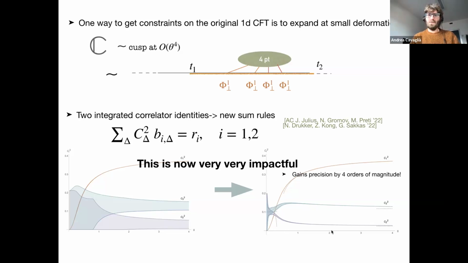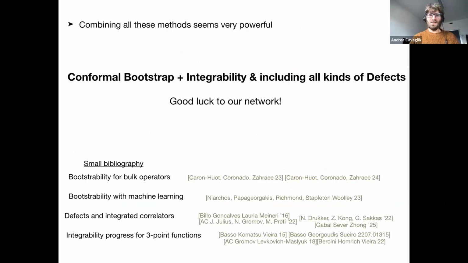Briefly, and I'll close here, there should be many more identities like this, many constraints. You can imagine expanding at higher order in theta, but also other things. And hopefully this is a way to insert more information in the system. It's an approach that seems very promising. So in conclusion, it looks very promising to combine all these methods, conformal bootstrap, integrability, and also including all kinds of information on defects.